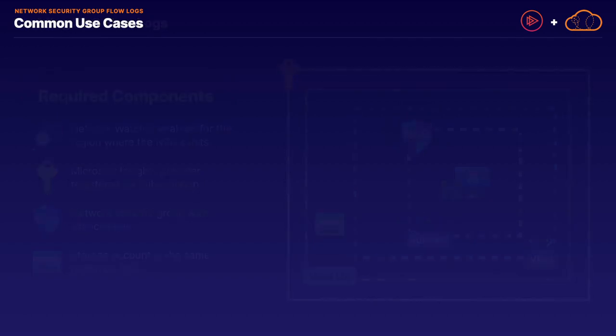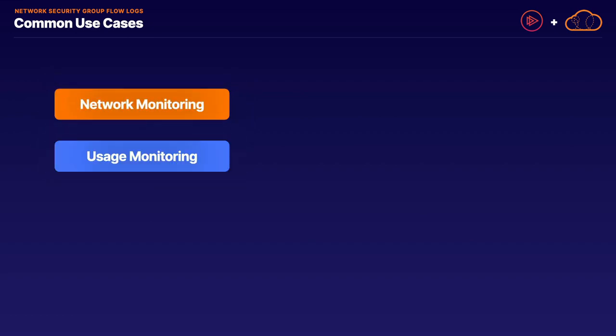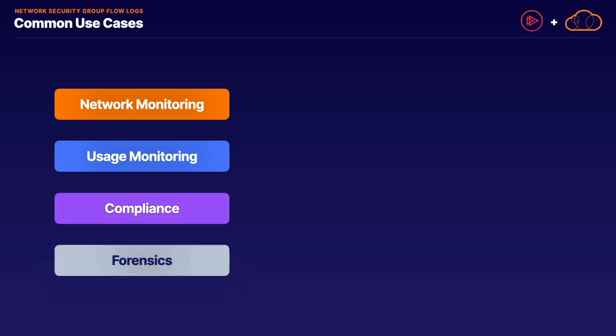Now, the common use cases for NSG flow logs are going to be network monitoring. We might also have usage monitoring so that we can understand what's going on inside of our traffic. We may have compliance monitoring. Maybe we need to understand the security rules and what they're doing inside of our traffic to determine the effectiveness of our security rules. And maybe we'll even use them for things like forensics, so that if we have an event, we can go back and take a look at the NSG flow logs to understand what happened.